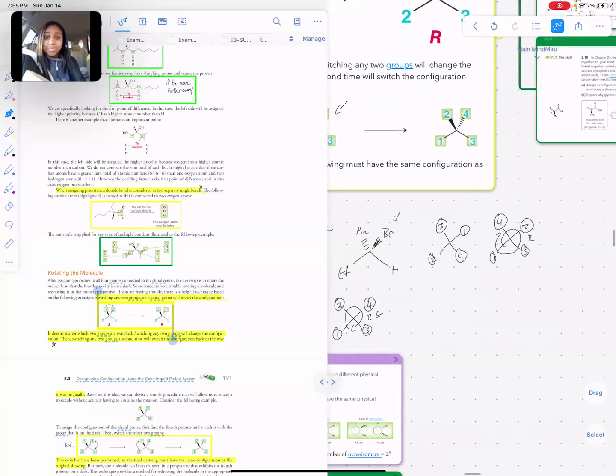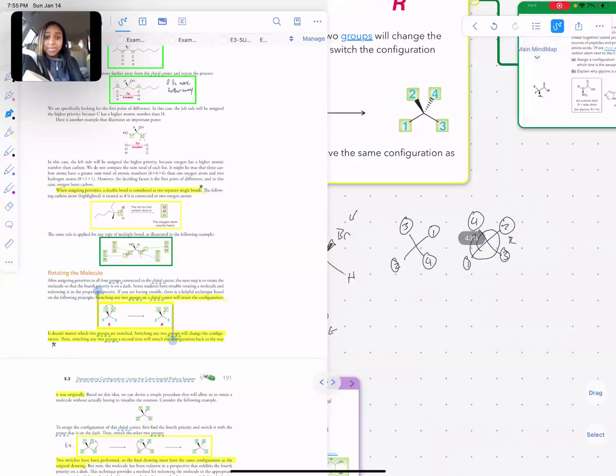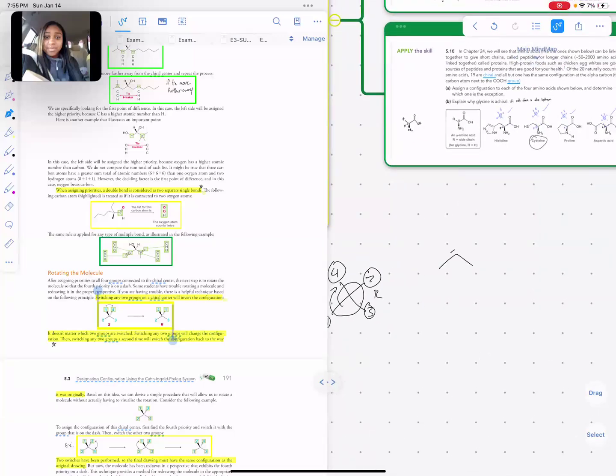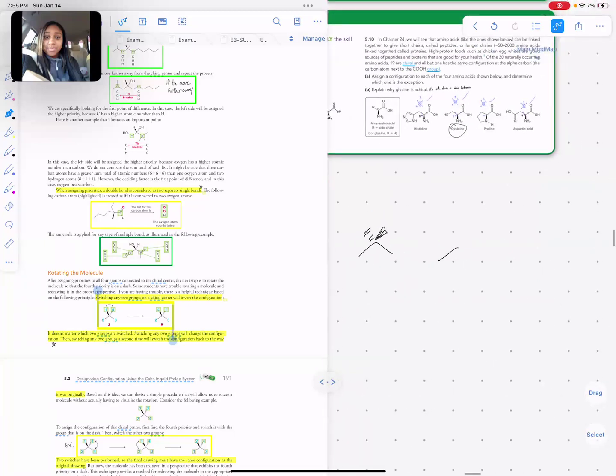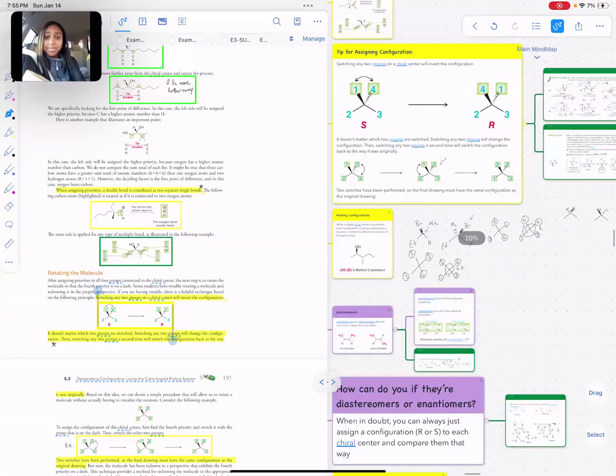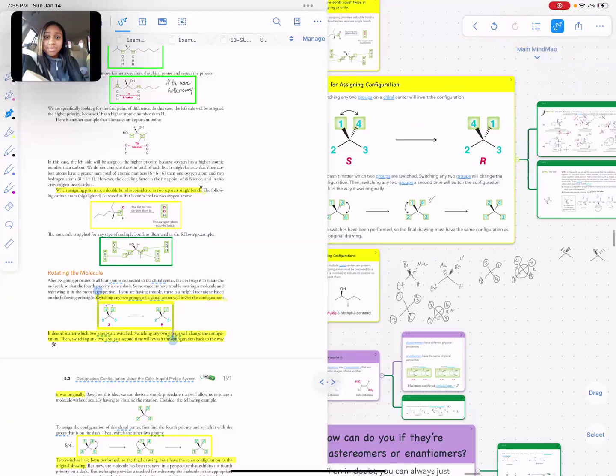So it doesn't matter where you draw the wedge, whether it's to the left, whether it's drawn like this, or whether it's drawn like this. It gives you the same configuration. Does this make sense? Yeah, thank you. You're very welcome. Does anybody else have any other questions before we leave?